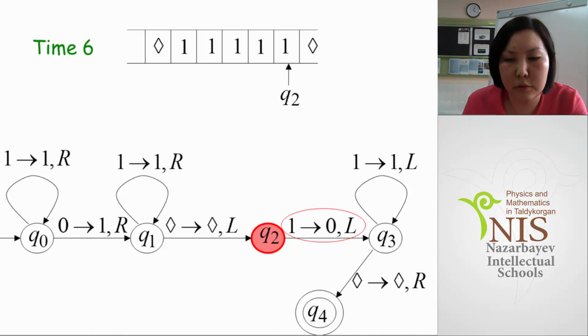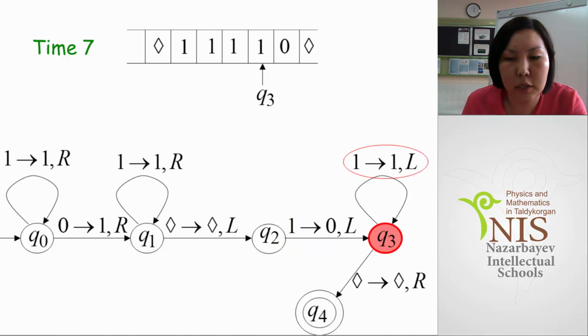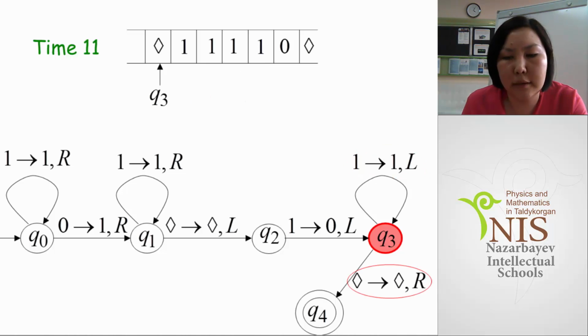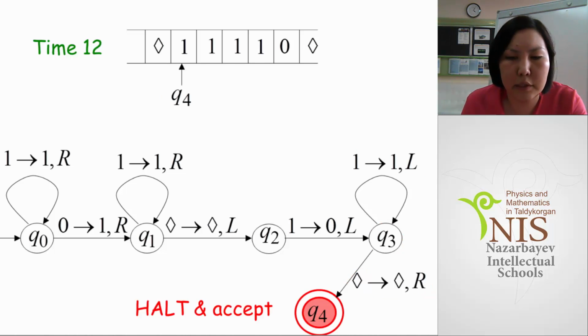When the head reads blank, it will leave blank, go left, and change the state to Q2. In state Q2, it changes 1 to 0, goes left, and the state will be Q3. In state Q3, we look through all the ones going left, and if it comes to blank, it leaves blank, goes right, accepts, and halts.